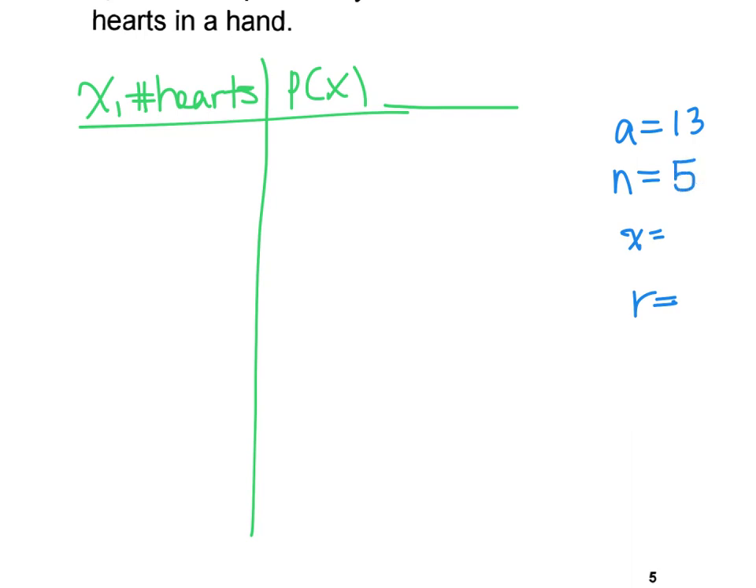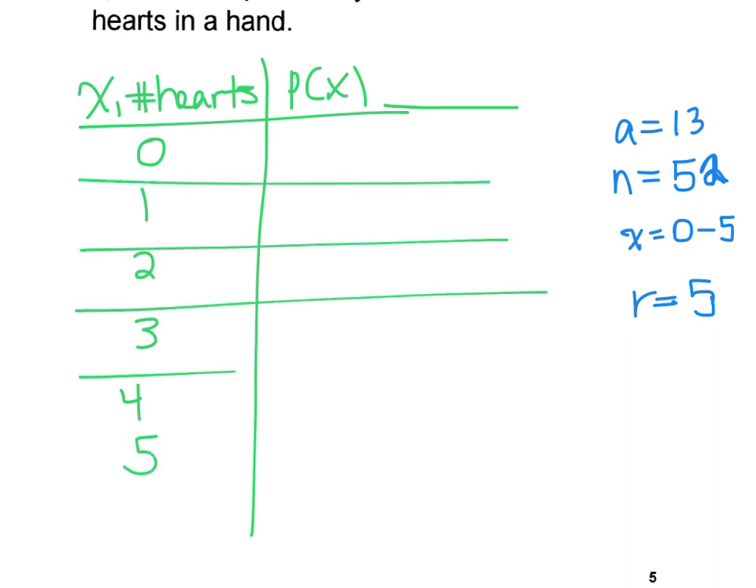N is the number of total population, so there's 52 cards in a deck, so N is going to be 52. X is going to be the number of successful outcomes, so that could go anywhere from no hearts to 5 hearts, and everything in between. And R is 5 because that's how many cards we're drawing or dealing out. So X is going to be either 0, 1, 2, 3, 4, or 5.